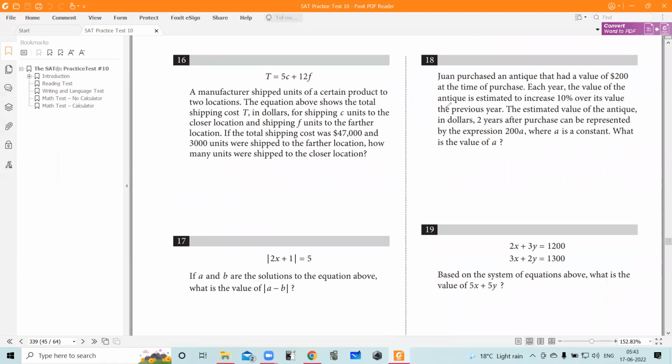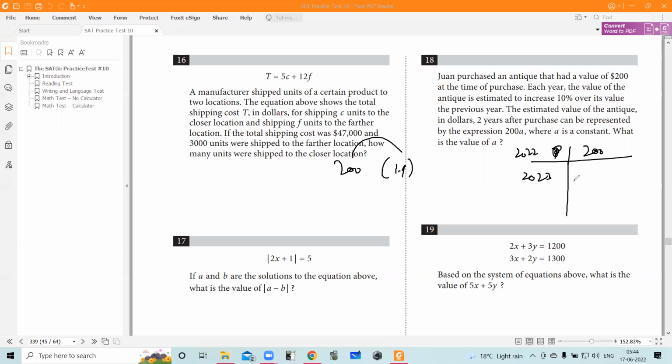Okay, so this is a verbal sentence. I'll be breaking that into parts and then trying to understand what this is saying. Yuan purchased an antique that had a value of $200 at the time of purchase. Each year, the value of the antique is estimated to increase 10%. So for example, this is 2022, the price is $200. In 2023, the price will be increased by 10%. And I know that increasing 10% means multiplying by 1.1. So 200 multiplied by 1.1 will be how much?